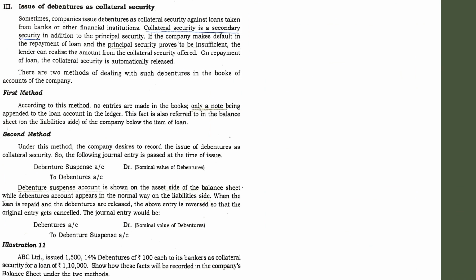Issue of debentures as collateral. Sometimes the debentures may be used as a collateral security, because companies issue debentures as collateral security against loans taken from banks or other financial institutions, because it is a legal document. Whoever holds the debentures will have the right to get the principal amount as well as interest. So in that sense we can use this as a security.